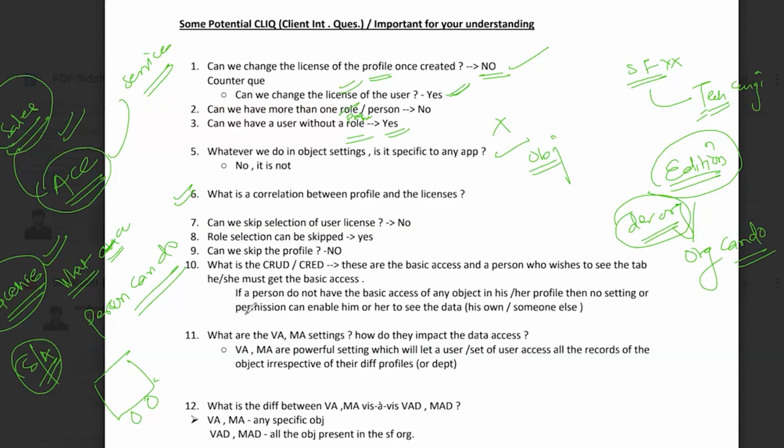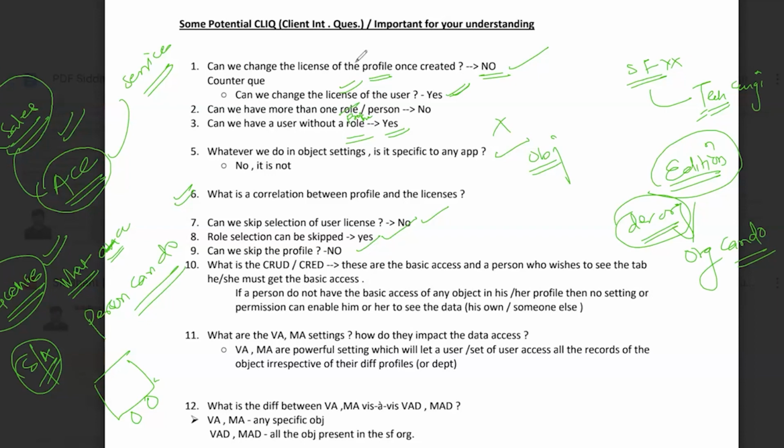Next, can we skip selection of user license while creating a user? The answer is no. That's not possible. Can role selection be skipped? The answer is yes. Can we skip the profile? Again, the answer is no. What is the CRUD permission?